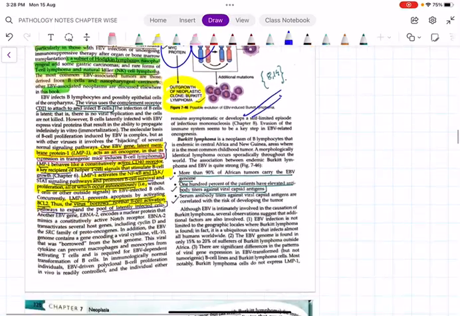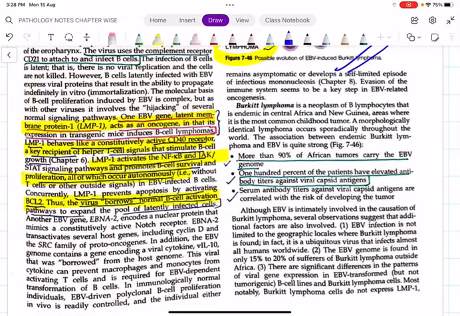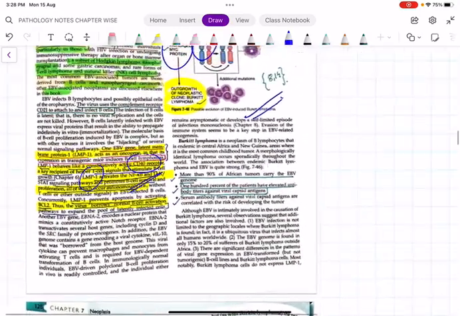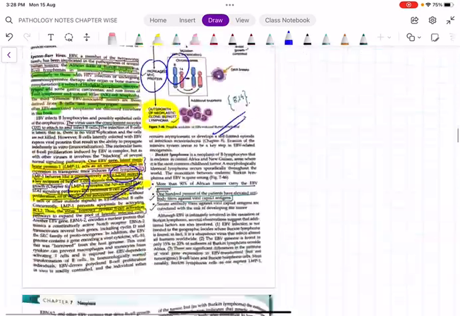Very beautifully they have mentioned LMP1, which behaves like a constitutively active receptor. CD40 is the receptor, very, very important. CD46 is for measles. This LMP1 is going to activate nuclear factor kappa B and the JAK-STAT signaling pathway, which is responsible for B cell activation, and that is responsible for the formation of Burkitt's lymphoma. You can refer to this picture also.